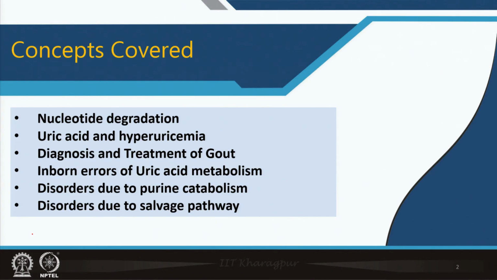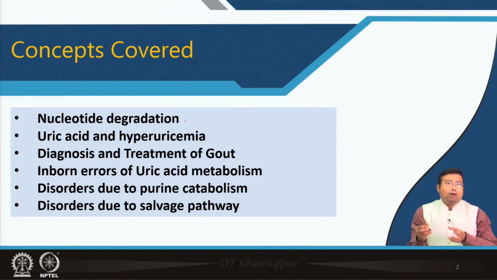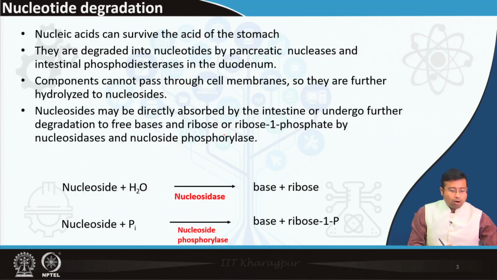In the last class we discussed how purine is synthesized. So in this class we will be discussing how they are degraded, how it leads to a disease of uric acid production and hyperuricemia. We will be discussing uric acid, the diagnosis and treatment of gout, other inborn errors of uric acid metabolism, diseases that are produced due to defective purine catabolism, as well as the salvage pathways. We will be covering it all.